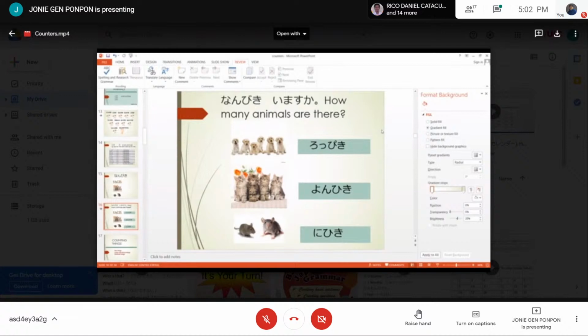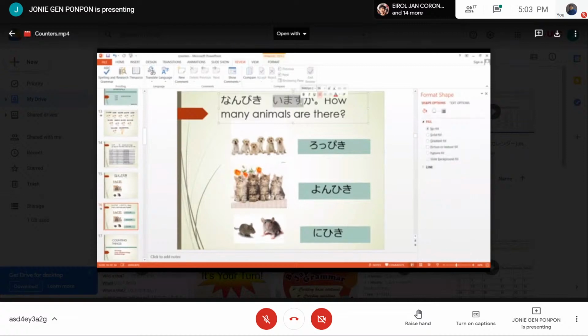Ringo wa ikutsu arimasu ka? Meaning, how many apples are there. The apple is a non-living thing, that's why I use arimasu ka, not imasu ka. In this case, because animals are living things, we use imasu ka, or the verb imasu.